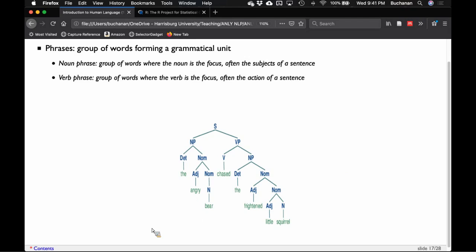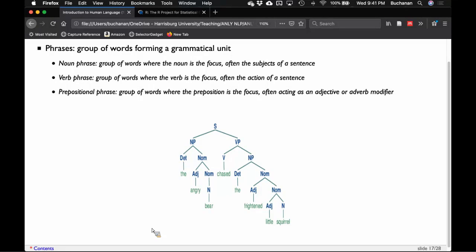Verb phrases are groups of words where the verb is the interesting piece. And so we'll have some analyses where we look at how word choice happens within those phrasal units. And we can also do preposition phrases, and those are modifiers.